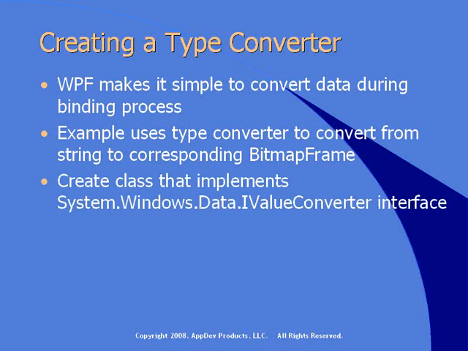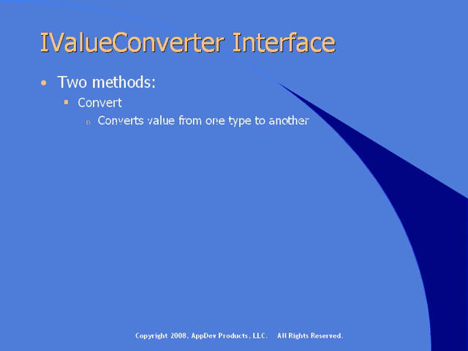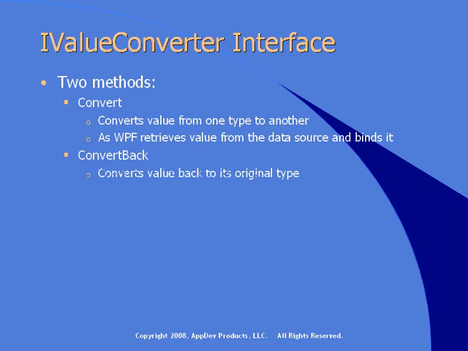What we need to do is create a class that implements the system.windows.data.IValueConverter interface, and WPF does the rest. We have to write a little tiny bit of code, and then WPF handles calling your method that does the conversion as it displays each file name. The IValueConverter interface has two methods: Convert, which converts a value from one type to another as WPF retrieves the value from the data source and binds it, and the ConvertBack method, which converts the value back to its original type after you've modified the value.